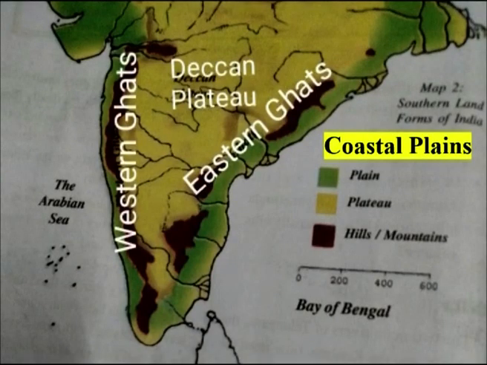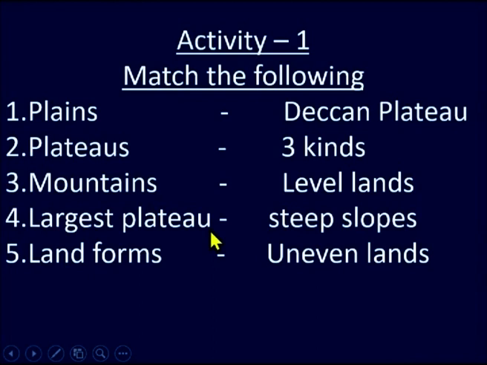Children, here you can see clearly the Deccan Plateau, the Eastern Ghats, the Western Ghats and the coastal plain. See here children, these are the coastal plain. Which coastal plain is it? Yes, it is the Eastern coastal plain. And now towards the west side, which coastal plain is it? It is the West coastal plain. Children, now I hope you have understood the lesson till here very clearly.